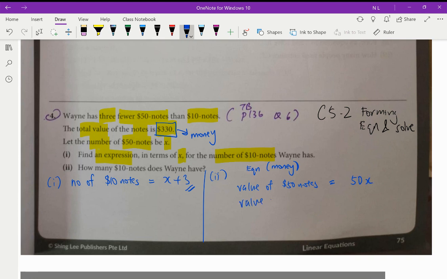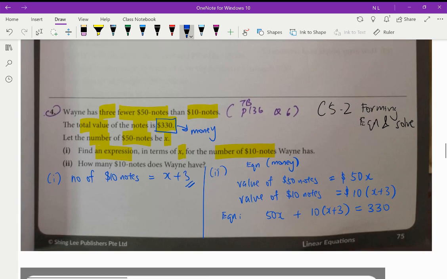What will be the value of the $10 notes? Similarly, one note is worth $10. If I have x plus 3 $10 notes, it will be 10 times x plus 3. All these are in terms of money. And they tell us that the total value of the notes is $330. Since we have found the value of the $50 notes and the $10 notes, we can equate them together. So my equation will be 50x plus 10 times x plus 3 equals 330.